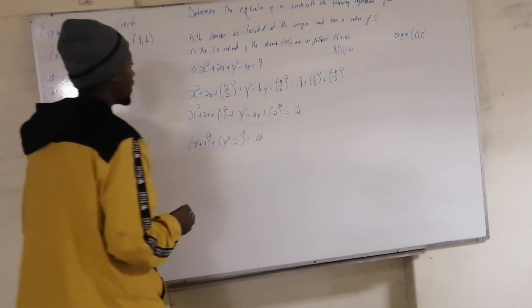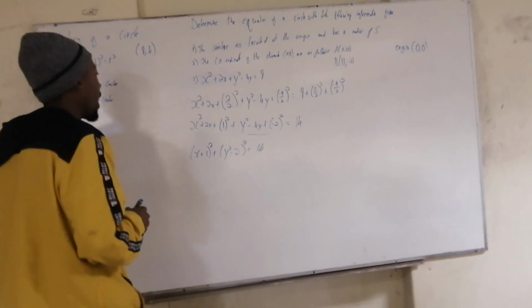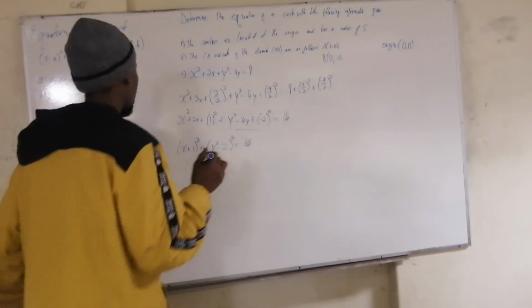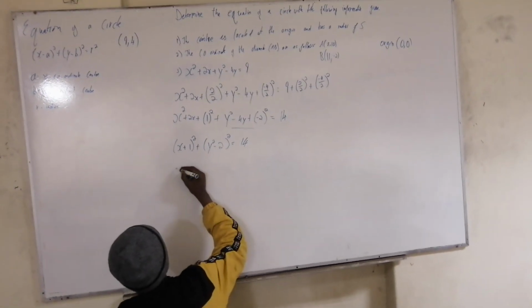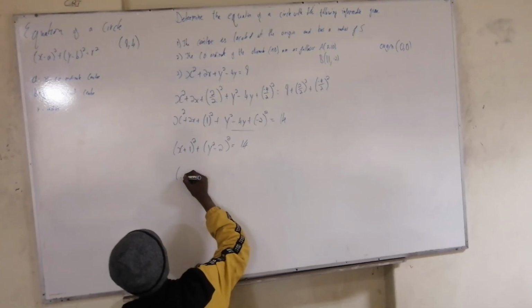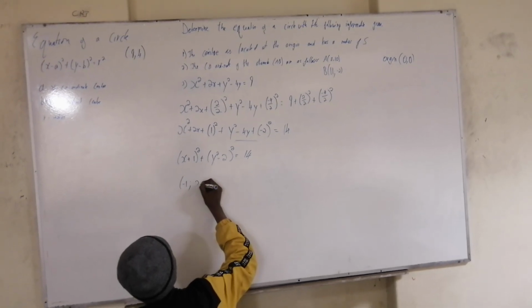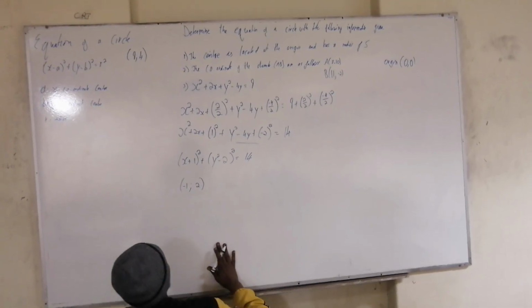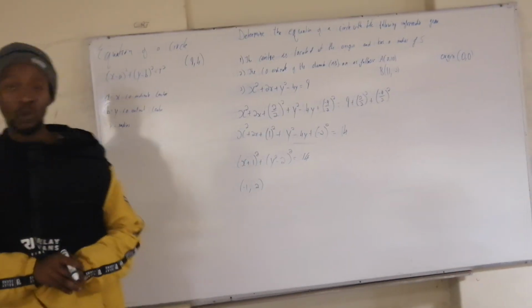We can now determine anything, like we can determine the center of the circle. If we were to be asked what the coordinate of the center of the circle would be, it would be negative 1, and then the y would be 2. From this formula, we are able to get there. This concludes the lesson.